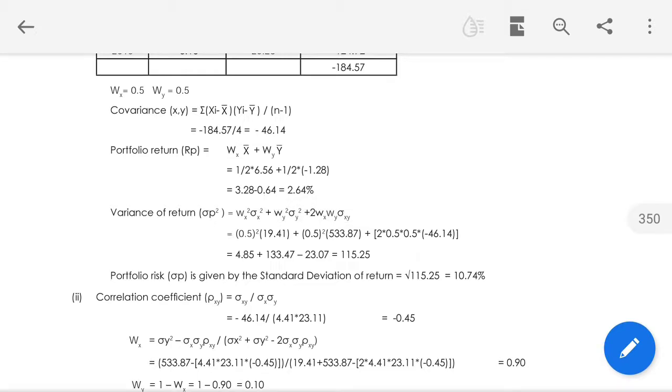So the net value will be 115.25. To get the standard deviation, we have to apply square root to this 115.25. So the standard deviation of the portfolio is 10.47. This is the standard deviation when weights are equal, that is 50% and 50%.